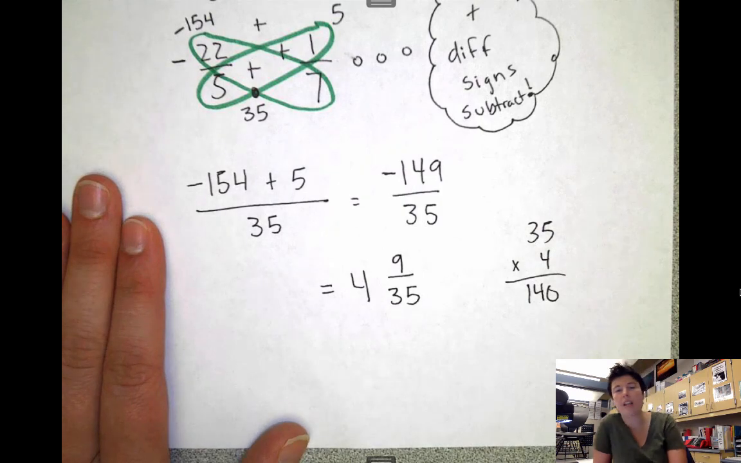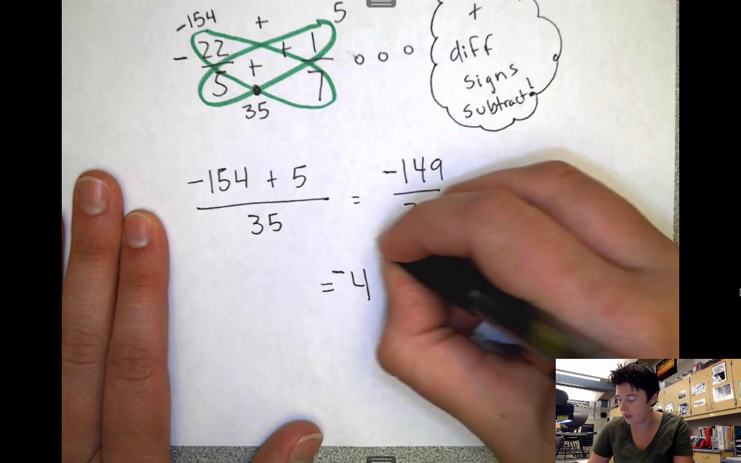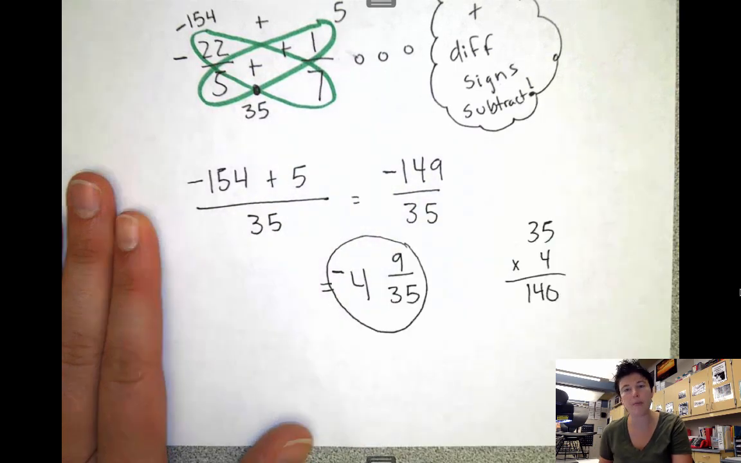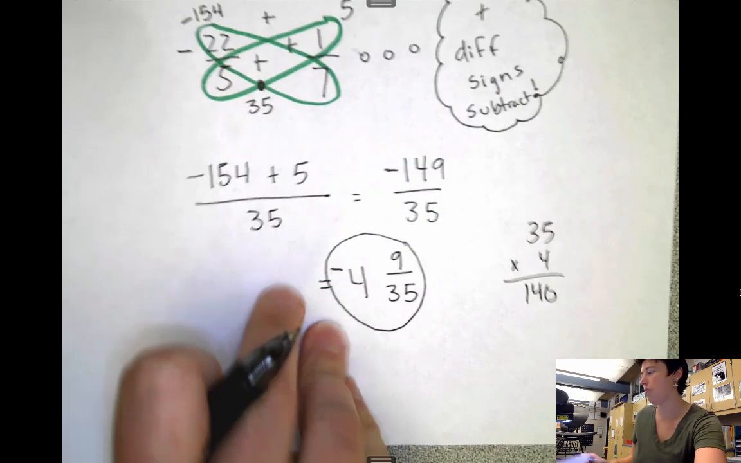And because it was a negative answer, we have a negative 4 and 9 35ths. And that's it. That's my answer. Okay, so let's try another problem. Look at another one here.